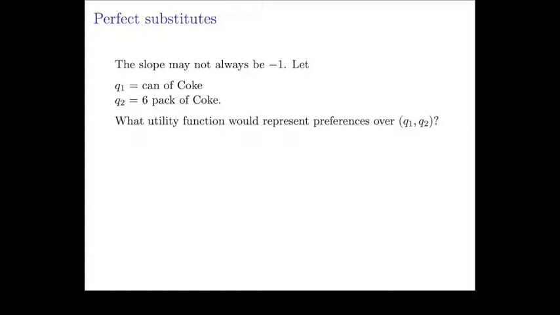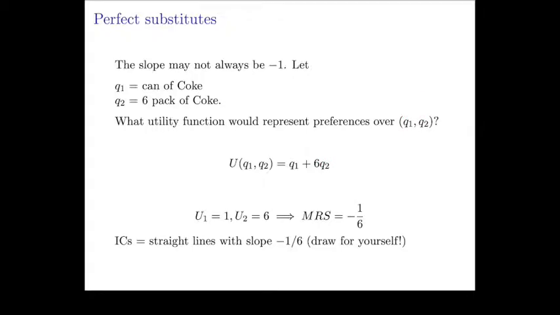packs of Coke. So what utility function would represent your preferences over bundles q1, q2? If what you care about is the total number of cans that you consume, then this would be a utility function that represents that. So if you have q1 individual cans and q2 6-packs, how many total cans do you have? Well, you have the number of 6-packs times 6 plus the number of individual cans. So what's your marginal rate of substitution? Your marginal rate of substitution is calculated by getting your marginal utility. So your marginal utility from good 1 is 1. Marginal utility from good 2 is 6. So your marginal rate of substitution is -1/6.